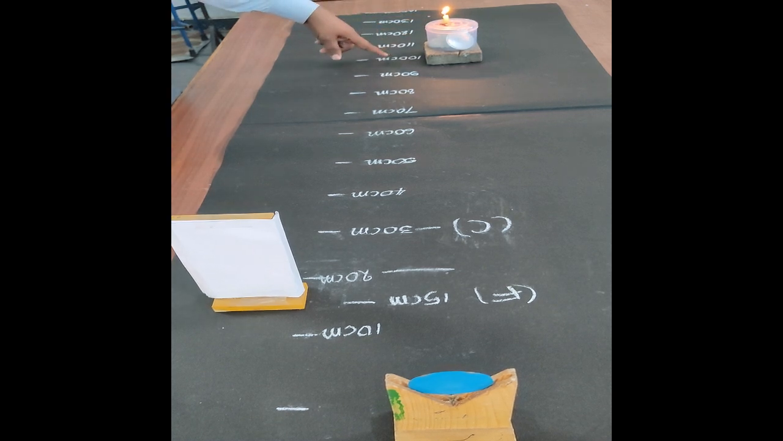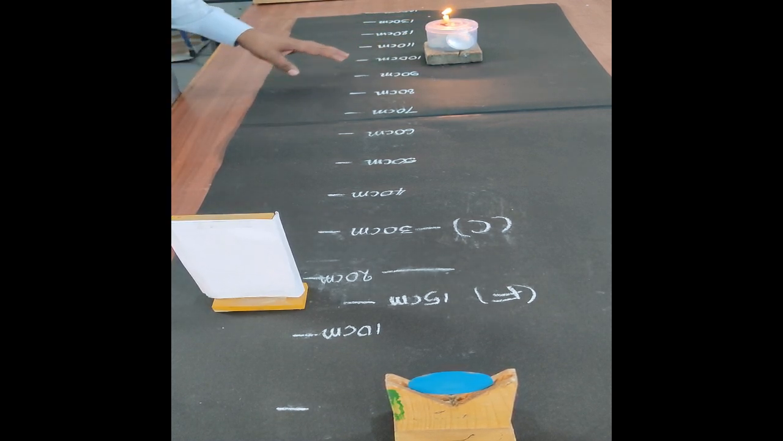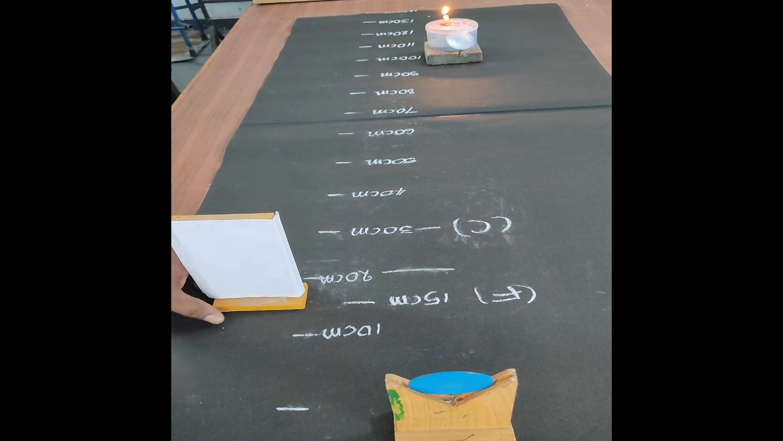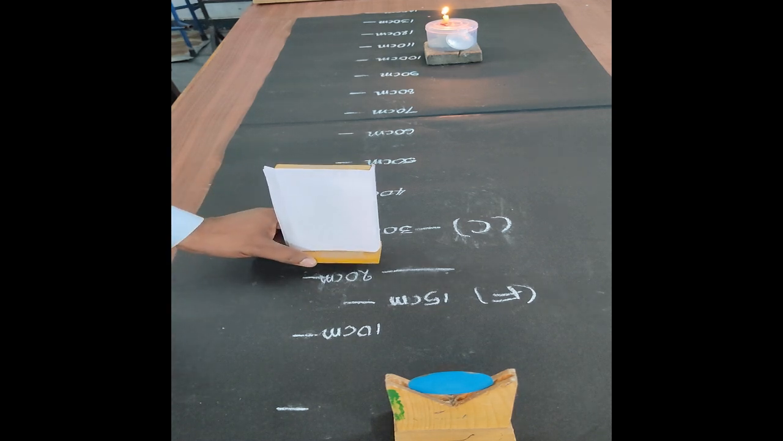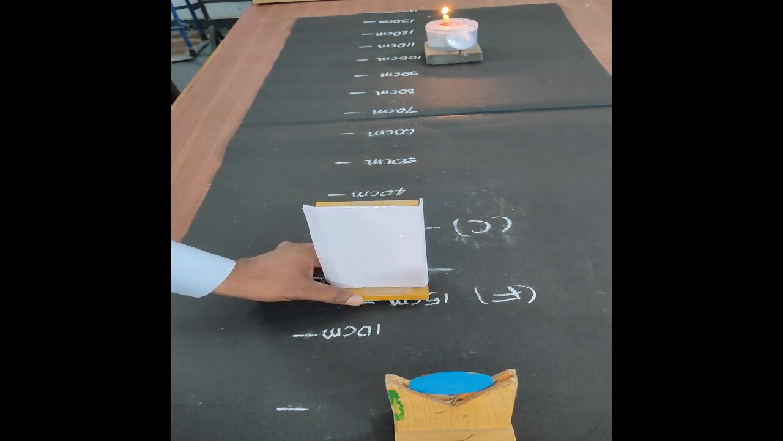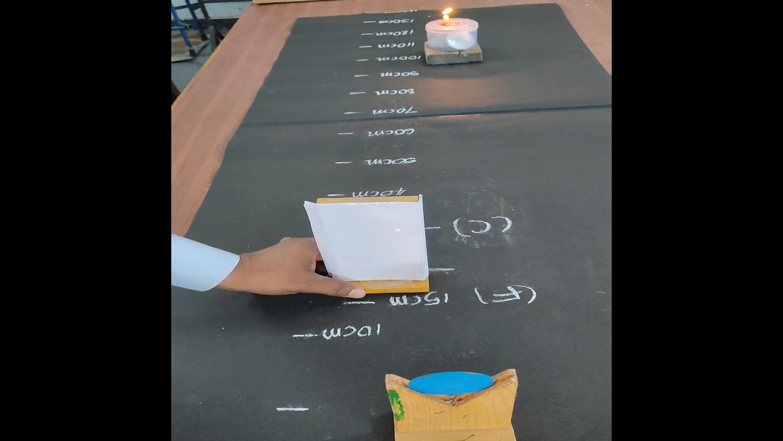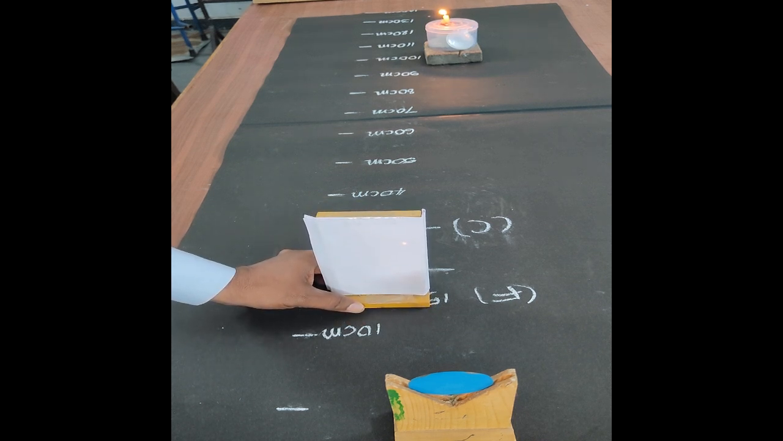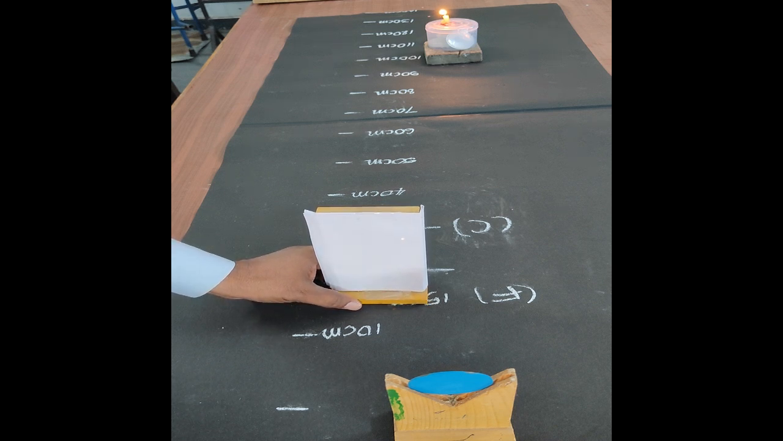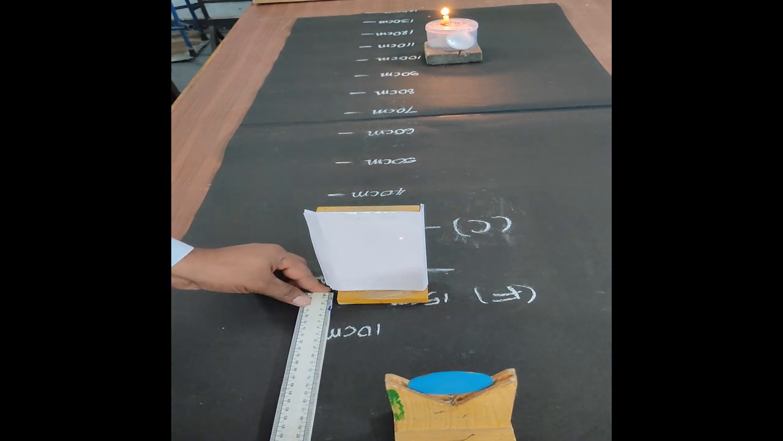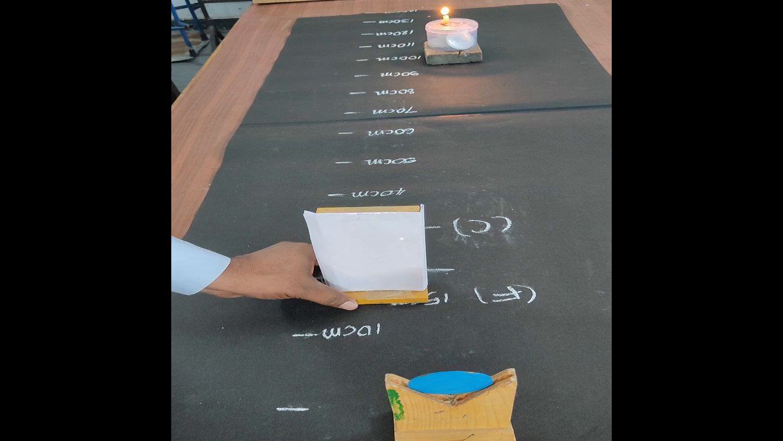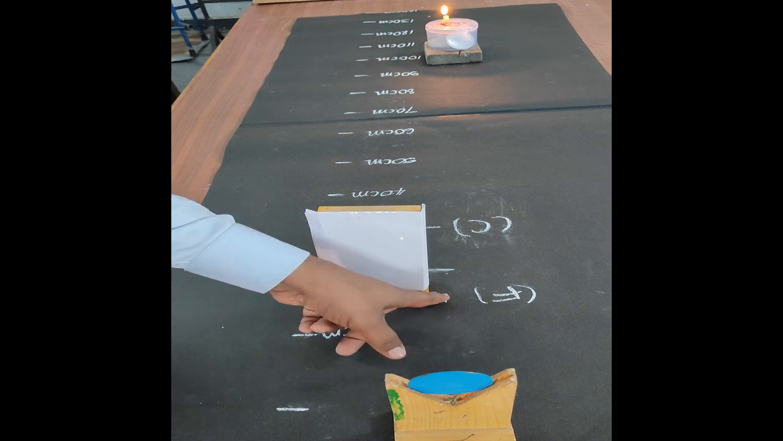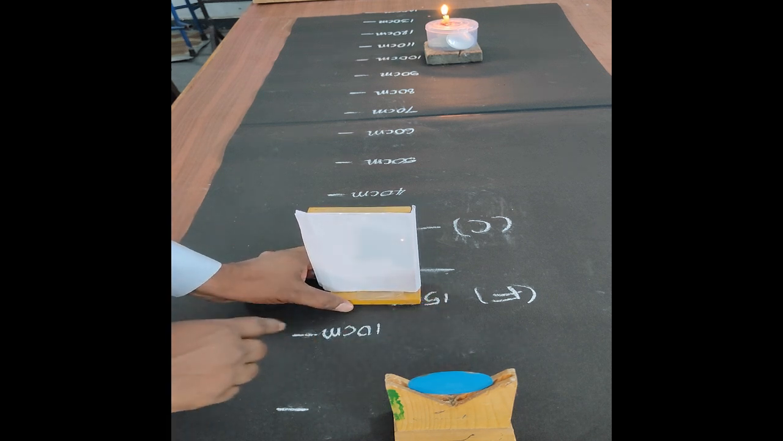Let us place the object at 100 centimeter distance in front of the concave mirror and observe where we get the image of the object on the screen. See here, we are getting a blurred image. Again we are getting a blurred image. Here we are getting the sharp image. This is a 15 centimeter distance from the mirror.